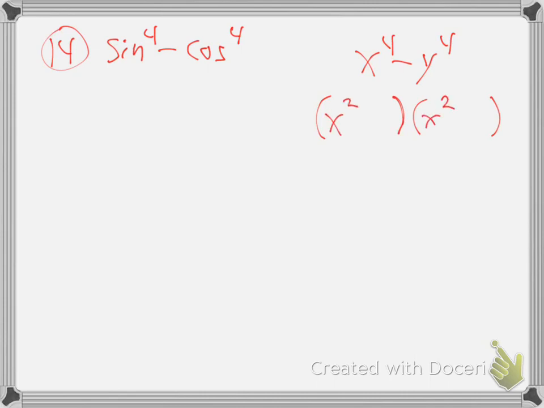x squared times x squared will go back to x to the fourth. Remember that? And y squared times y squared will go back to y to the fourth. And how do you get negative y to the fourth? One positive, one negative, because positive y squared times negative y squared will make negative y to the fourth. Do you remember that? It's called difference of squares from algebra.